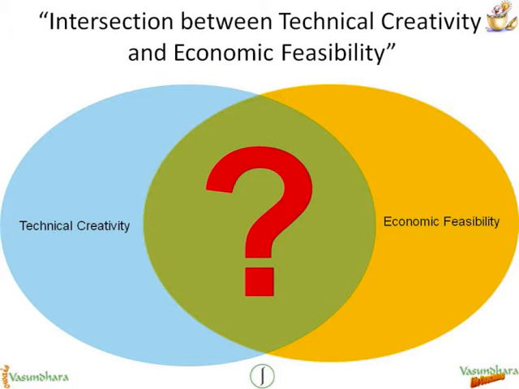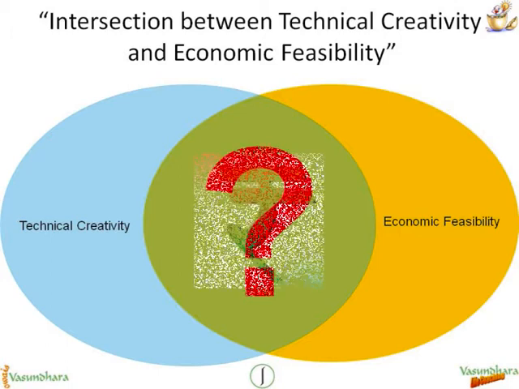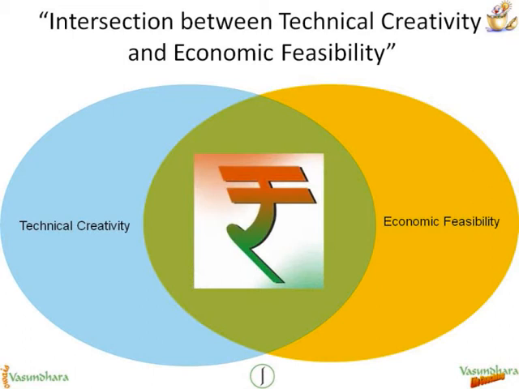So now, let's look at the slide again. The intersection between technical creativity and economic feasibility. So what is it? And before we get to what it is, what does it get us? What do we gain if we are able to successfully dwell in this space, in this intersection where this question mark is? Well, simple. We get money. Yes, absolutely. If we are creative in the marketplace, what do we get? Money, which actually is the greatest what?